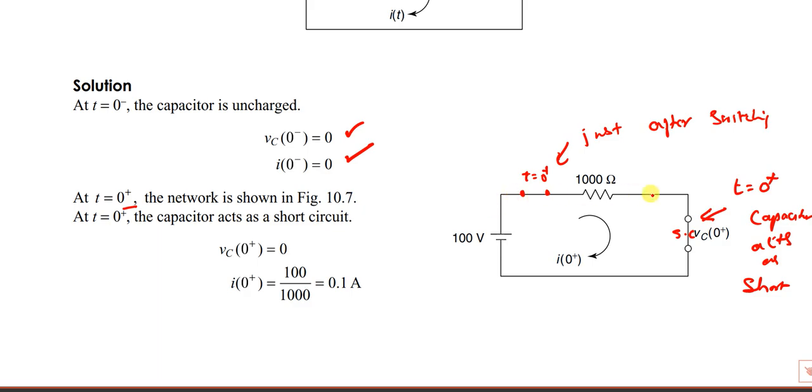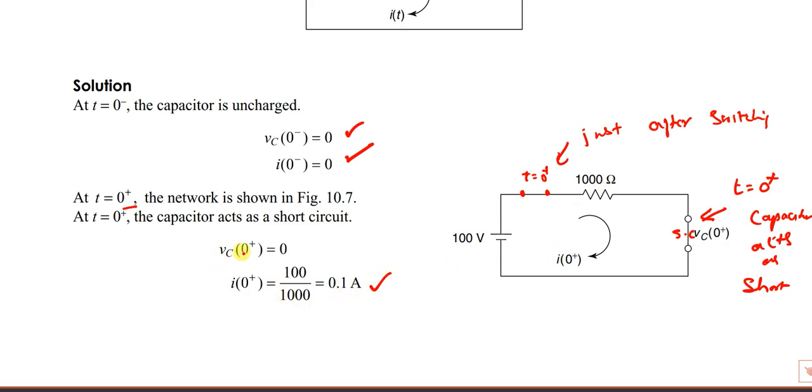Now the circuit is closed, an RC circuit. The switch is closed, the resistance remains a resistance, the capacitor acts as a short circuit, and there is a closed path. Now i of 0 plus is not 0, because in this closed path we have V and R. So we can easily find the current: i equals V by R. V is 100, R is 1000, so 100 divided by 1000 is 0.1.